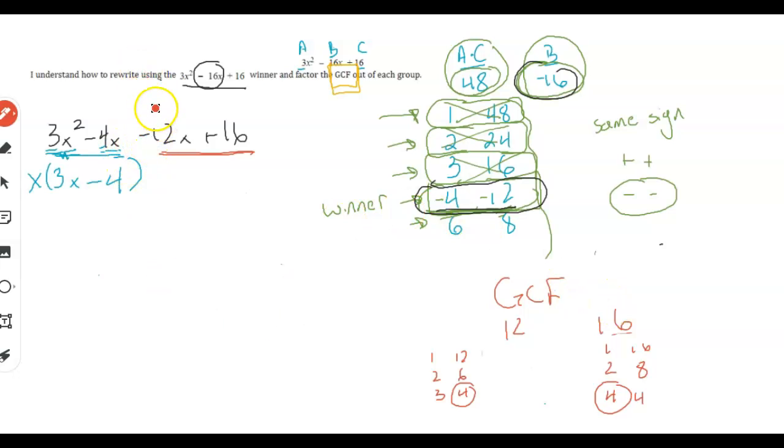Now I'll pay attention to the signs. Oh, and this guy has an x and this guy doesn't, so I can't pull an x out. All I can pull out is a 4. When this first term is negative, you need to pull out a negative, whatever the number is, and the number happens to be 4.